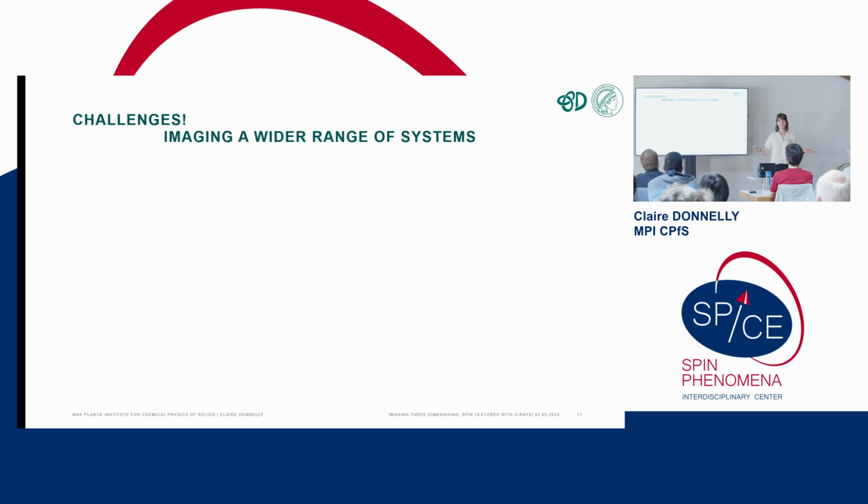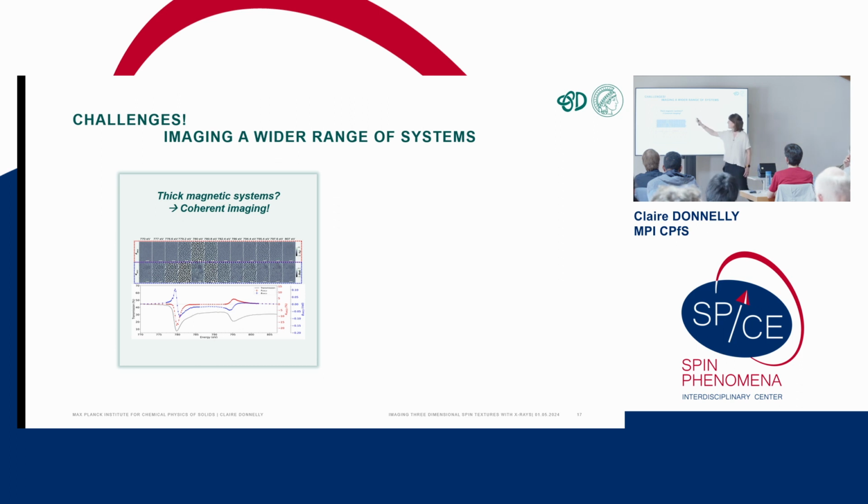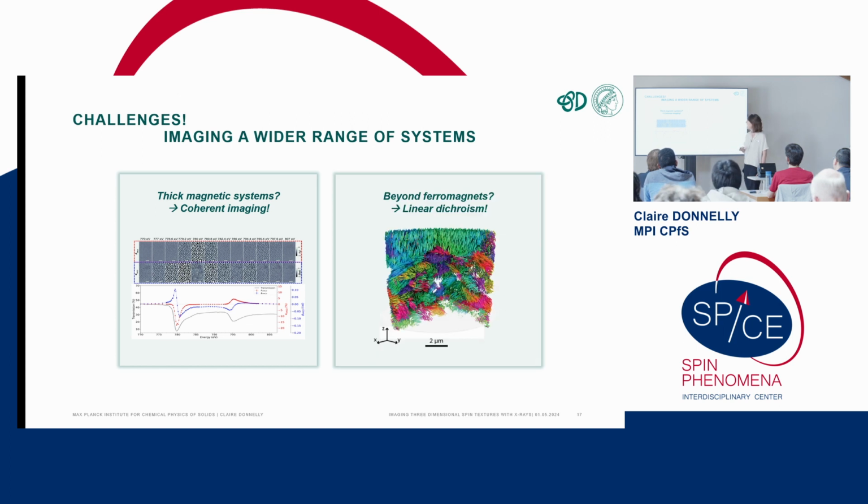So if any of you think that this could be potentially interesting for your systems, I'd be more than happy to chat. But what I want to do with the rest of the talk is talk about some challenges that we've identified and tried our best to address in the last few years. The particular challenge that I want to talk about is this idea of imaging a wider range of systems. In particular, looking at these thick magnetic systems, where we actually had huge limitations up until now, I'll explain that in a second. And going beyond ferromagnets towards other types of ordering, for example, towards antiferromagnetic tomography.